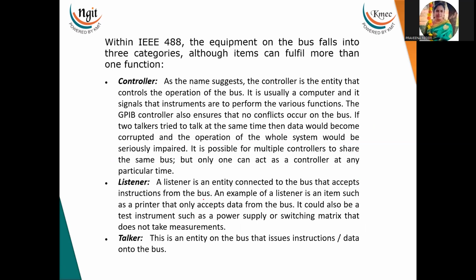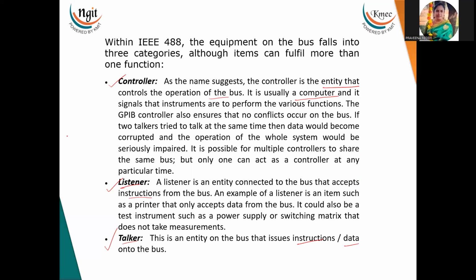Now, electronic equipment are divided into three types. First one is the controllers, listeners, and talkers. As the name suggests, the controller is the entity that controls the operation of the bus. Usually, it is a computer. Next one is a listener. A listener is an entity connected to the bus that accepts instructions from the bus. Similarly, next one is a talker. It is an entity on the bus that issues instructions or data onto the bus. That is called the talker.